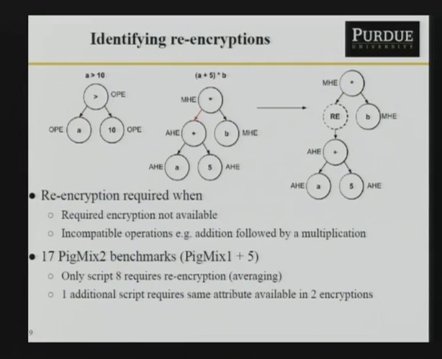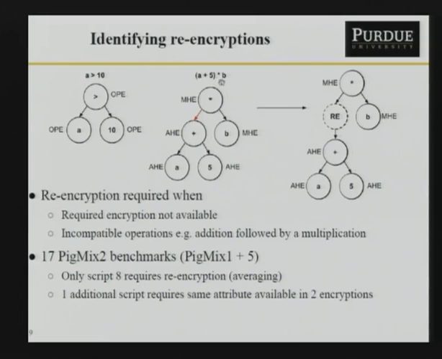And an interesting case is how do we identify when re-encryption is required? So I have two different expressions here. The first one doesn't need re-encryption. The first one is A greater than 10. And if you notice here, the leaf nodes show that column A and the literal 10 are available under an OPE scheme. And then the greater than operation requires an OPE, which means you don't need re-encryption here. The required schemes are available.